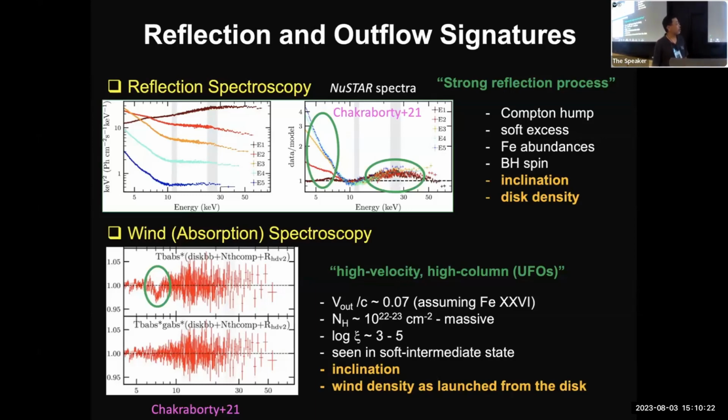The simple photoionization model tells us that the column density is huge, 10^22 or more, close to 10^23 atoms per square centimeter. And the ionization of the gas is also very high. The blueshift of this trough tells us that it's near relativistic, so this is equivalent to AGN ultra-fast outflows. It's less than 10% of the speed of light, but it's pretty fast for black hole transient sources. From both spectroscopic diagnostics, we can learn something about the inclination and also the disk density.